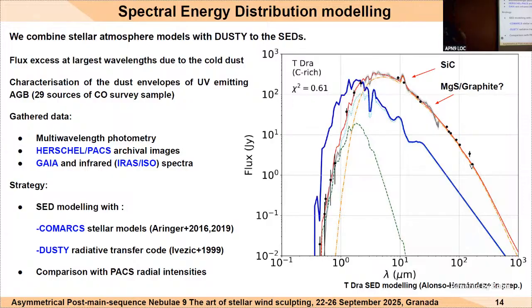The strategy for the dust characterization is based on SED modeling, which we do with COMARCS stellar models and a dusty radiative transfer code. In addition, I'm going to show you in 2 slides a check and comparison with the PACS radial intensities.